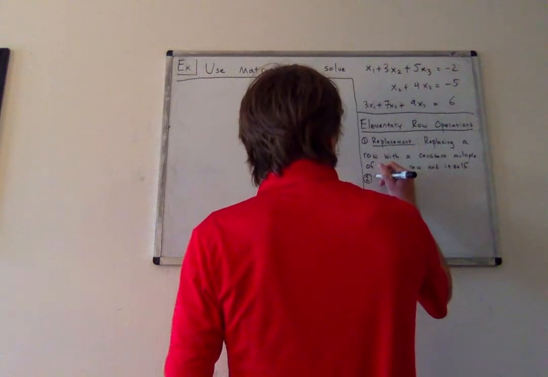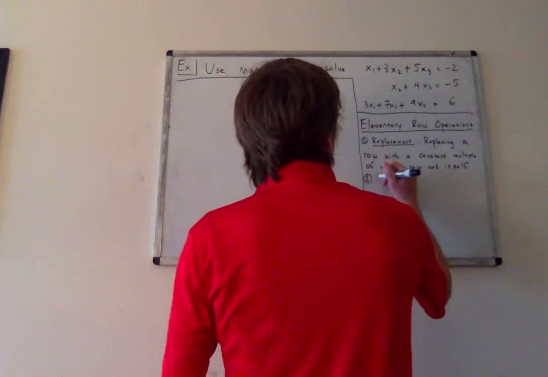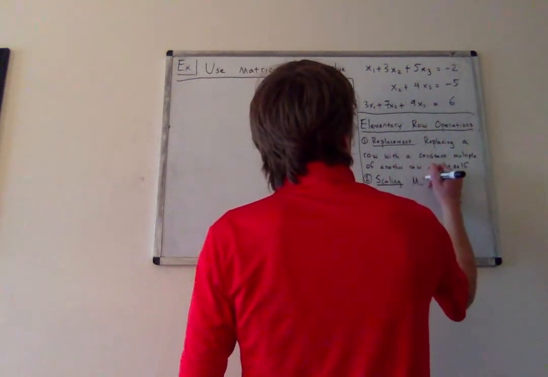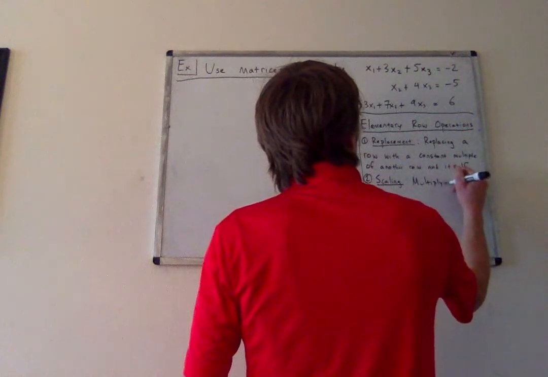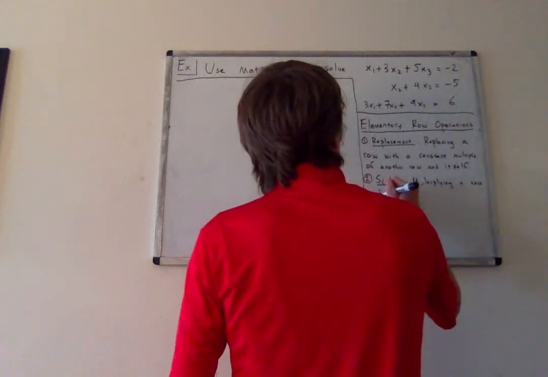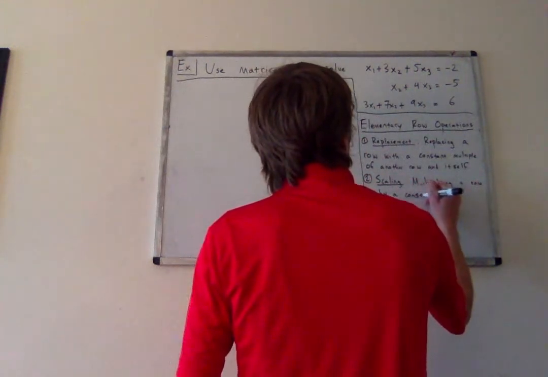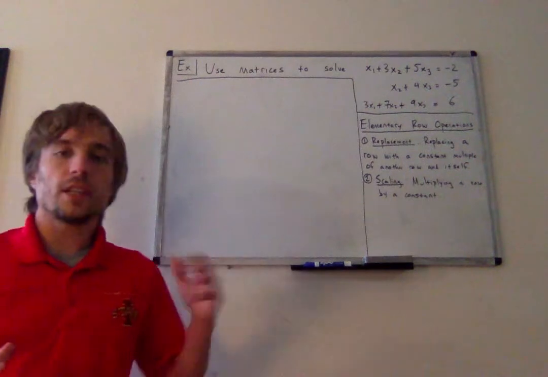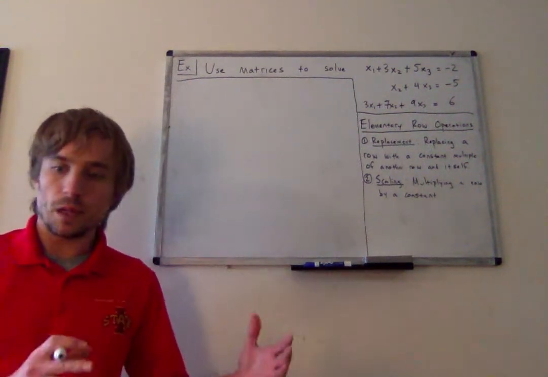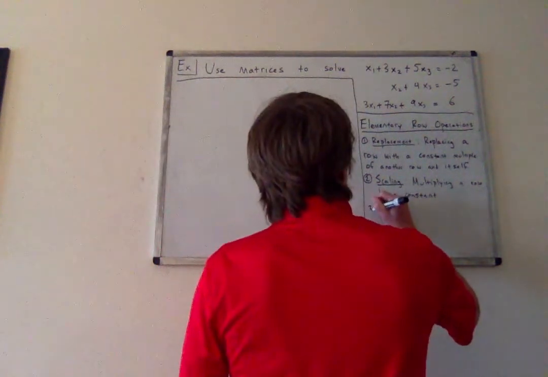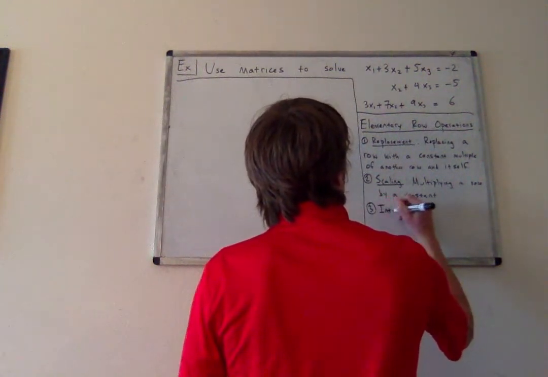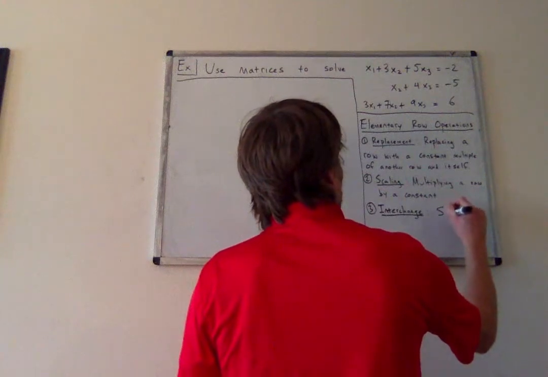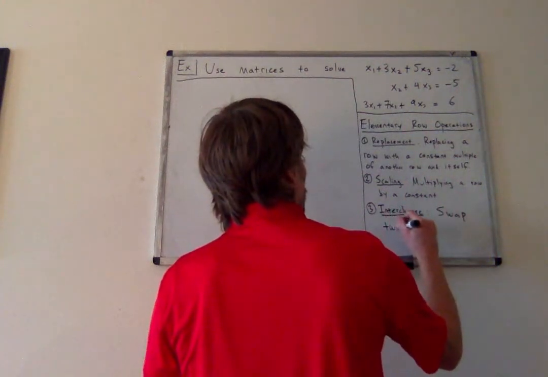The second we will call scaling. This is just multiplying a row by a constant. Scaling is exactly what it sounds like. It's multiplying every single element in a row by the same constant value. Lastly, and we haven't seen this one yet, but I think this is the most intuitive as to why this will not change anything about the system of equations: we can also swap two rows.